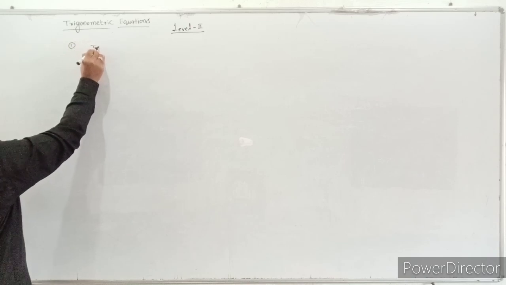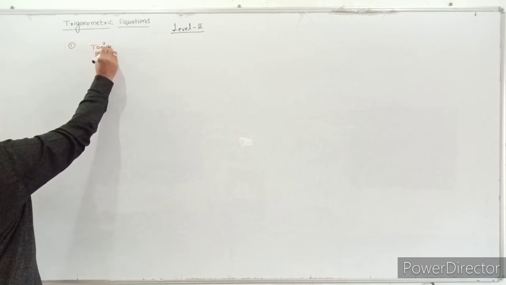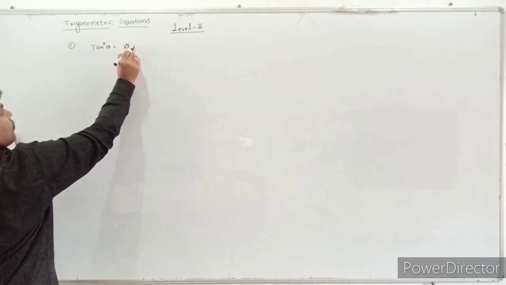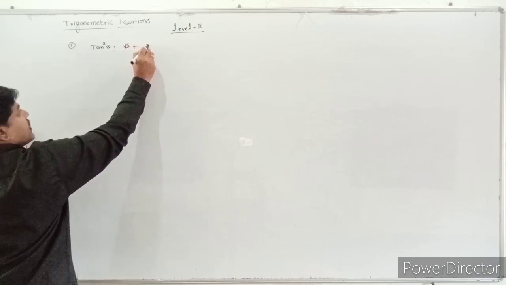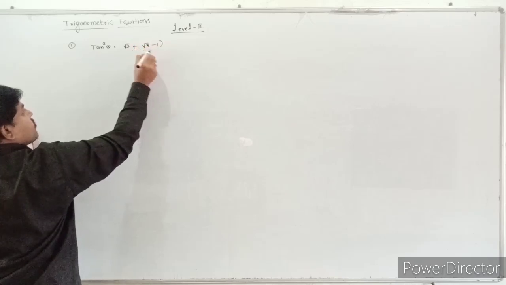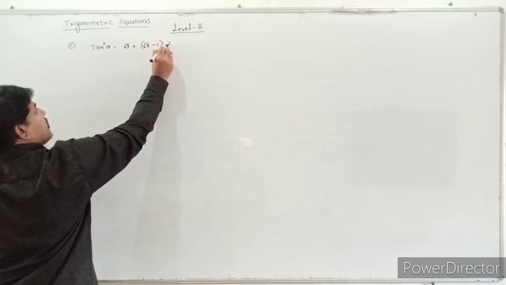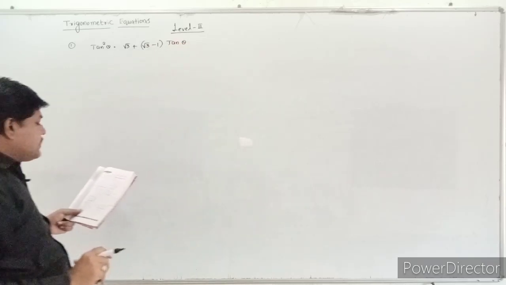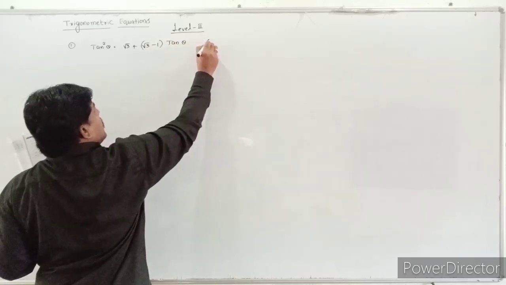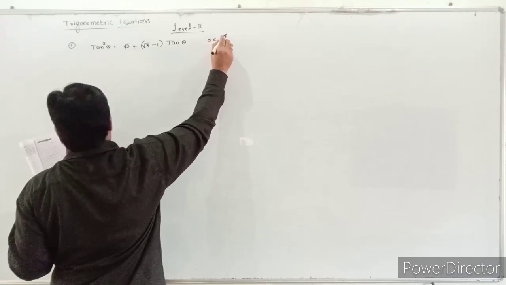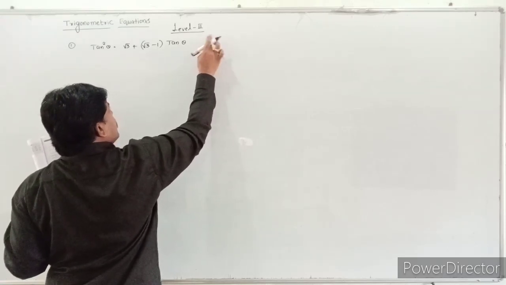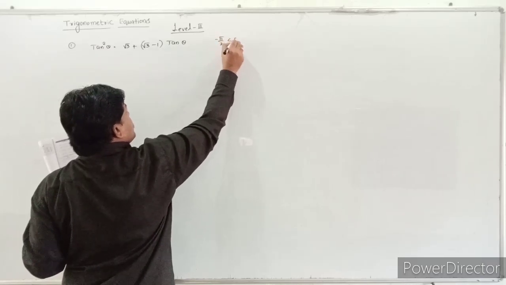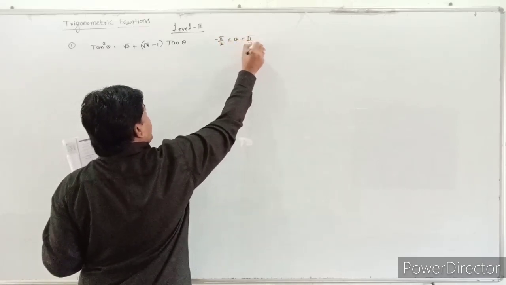tan²θ = √3 + (√3 − 1) tan θ, and θ lies between −π/2 and π/2.